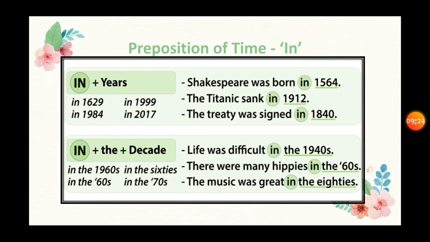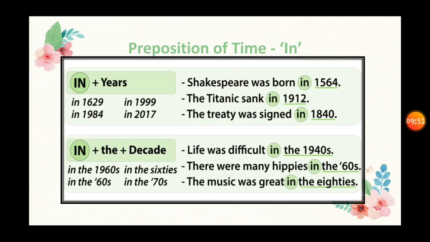So let's go for the year first. Shakespeare was born in 1564. So it's the year number and you can see the preposition in the circle. The Titanic sank in 1912. The treaty was signed in 1840. So this is the use of preposition of time.